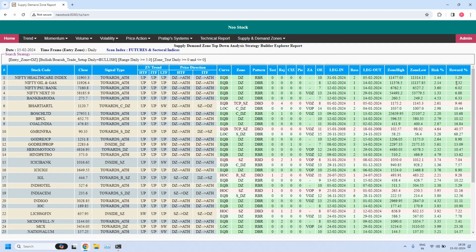See, now all these stocks are having a minimum of 5%. A minimum. Maximum can be anything. Some stocks are having even 14%.